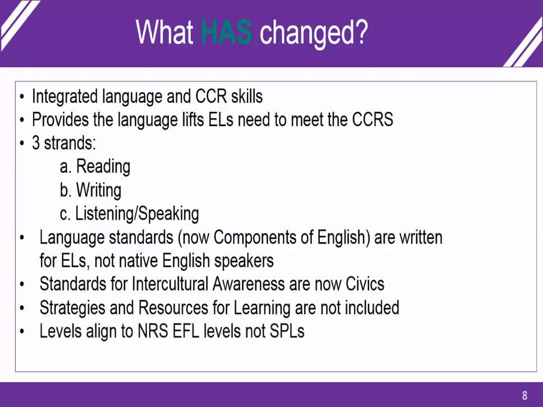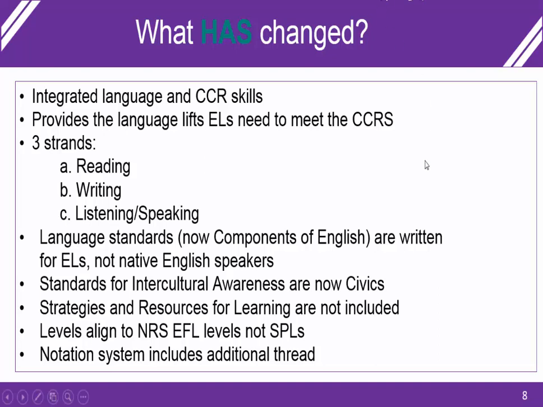The levels in the new document now align to the educational functioning levels of the National Reporting System, not the SPLs that were in the curriculum framework. The NRS EFL levels begin with Level 1, Beginning Literacy, and they go up to Level 6, Advanced ESOL. The notation system, though very similar to the notation system of the curriculum framework, has the addition of that thread level. We will look at each of these as we continue our exploration of the Massachusetts ELPs for adult ed.